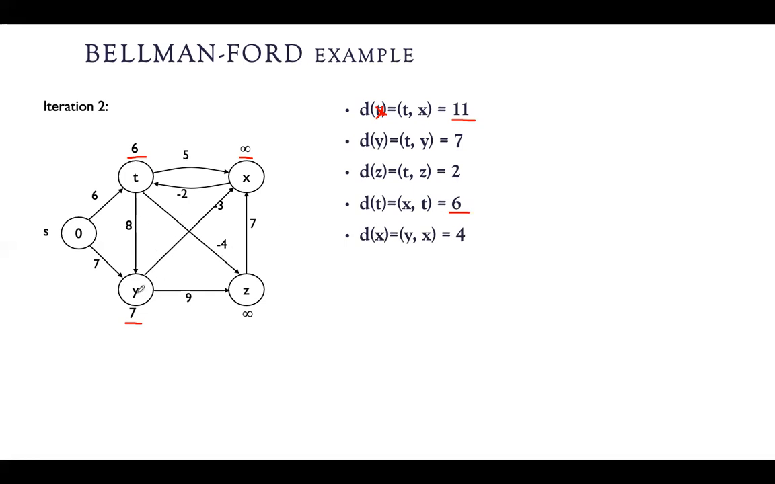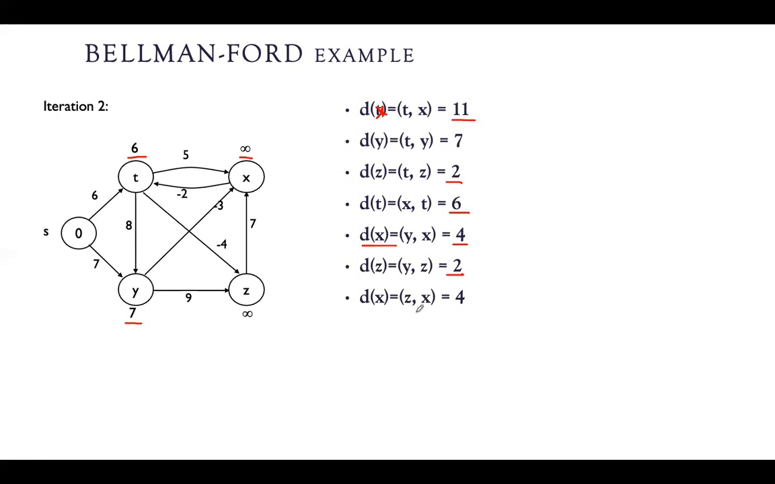Next, y to x: 7 minus 3 is 4. Here distance of x was 11, so 4 is less than 11. Update the distance of x to 4. Next, y to z: 7 plus 9 is 15. The distance of z we already got as 2, so 15 is greater than 2. We will keep 2 itself.